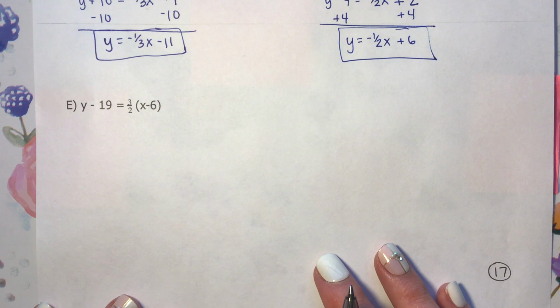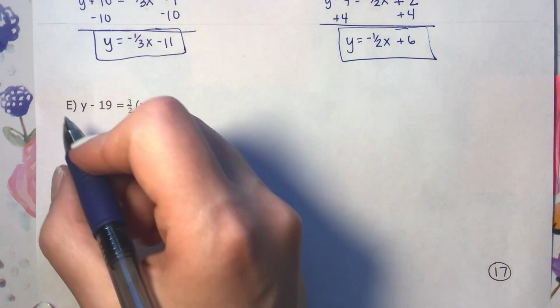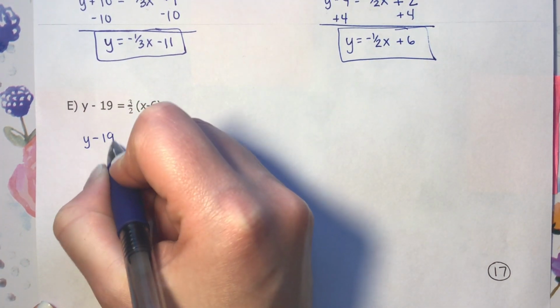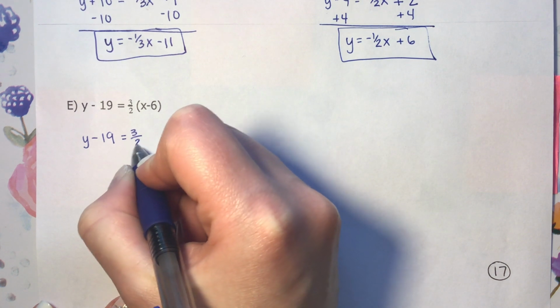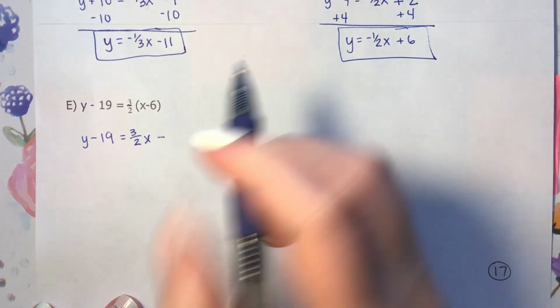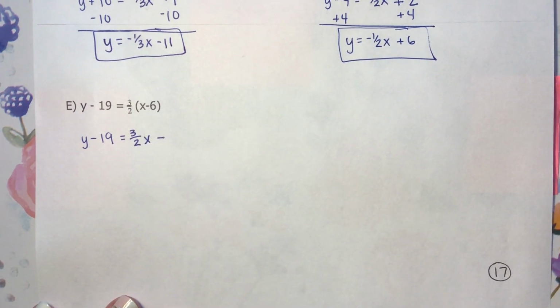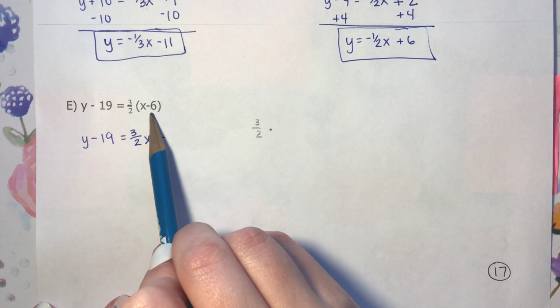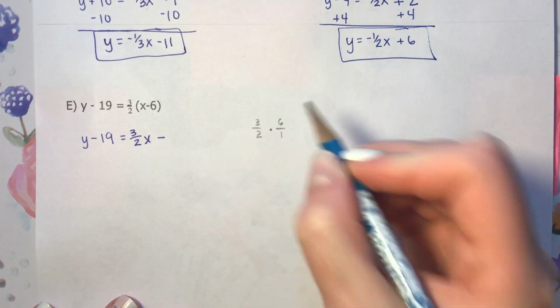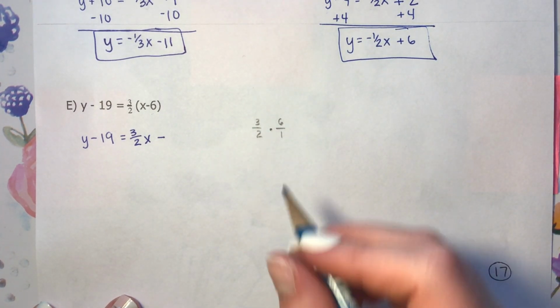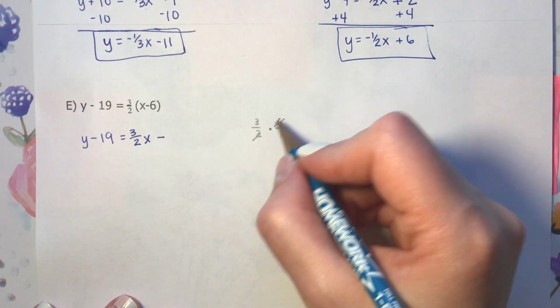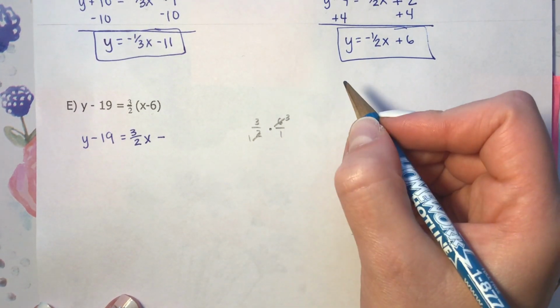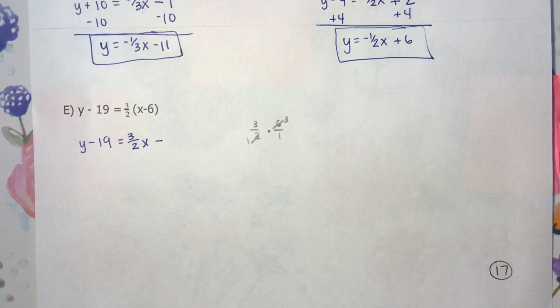Step 1 is to distribute and get rid of your parentheses. Y minus 19 is equal to 3/2 x minus, and if you need to come over to the side to do some scratch work, you can. You can say 3/2 times, remember every number is over 1, so times 6/1. You can do that. And then you can cross reduce if you want. So this is going to be 1, 3, so it's going to get us 9.